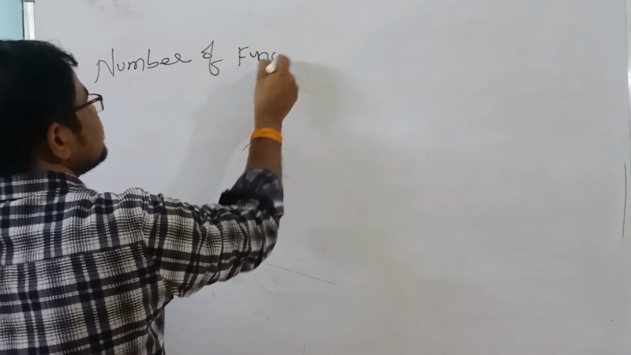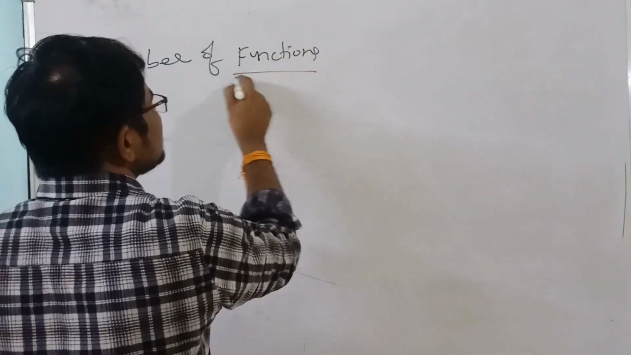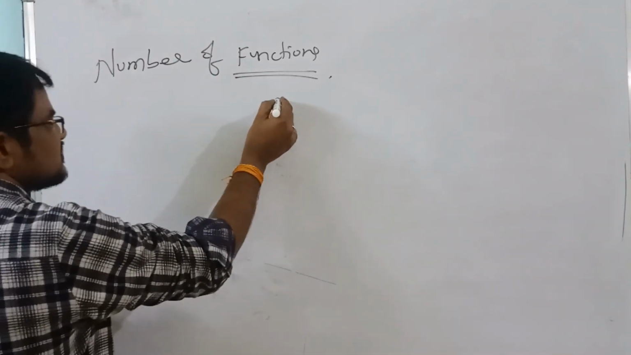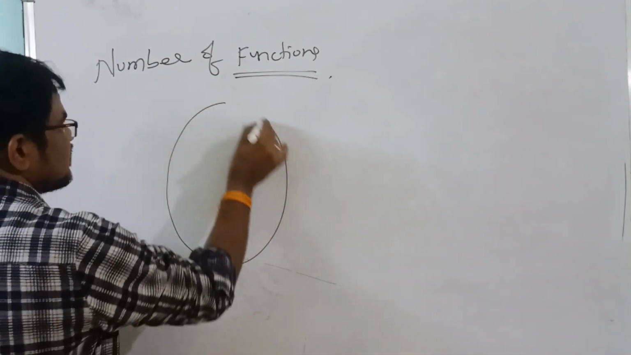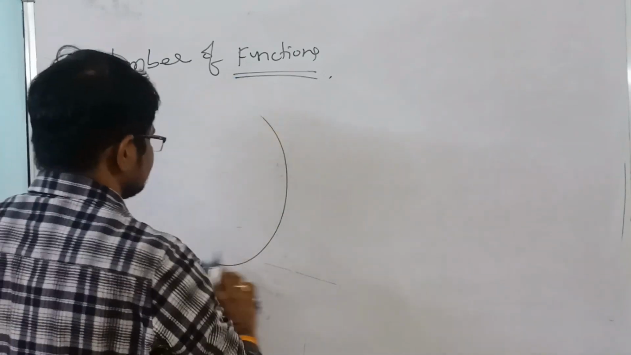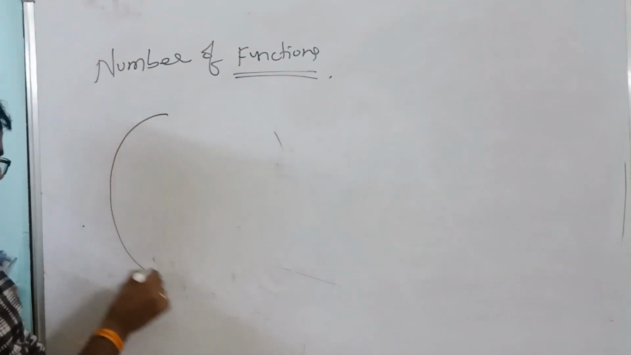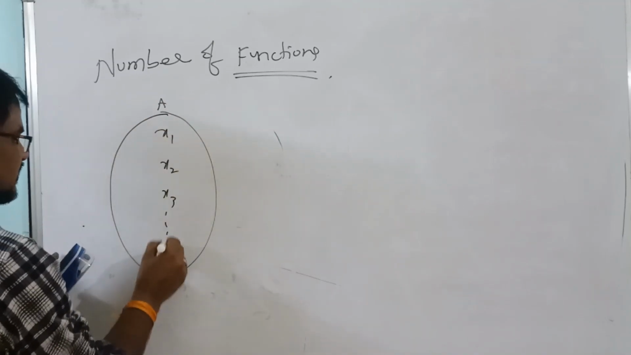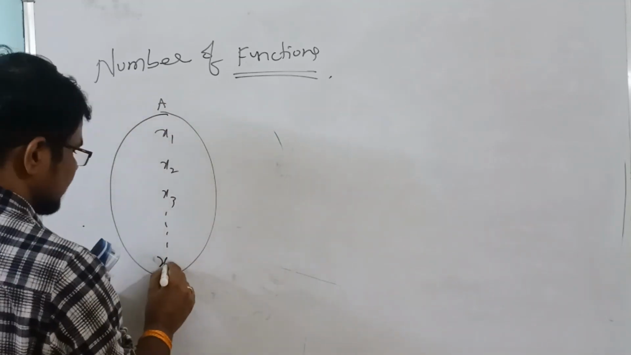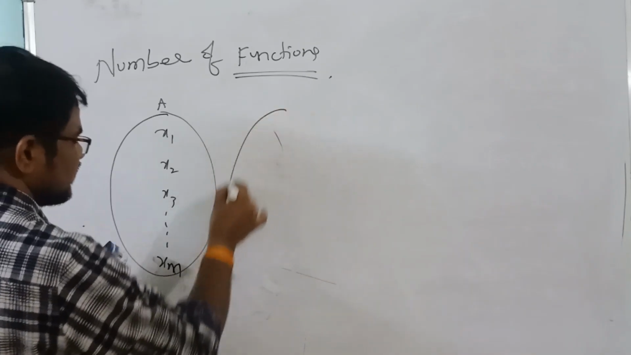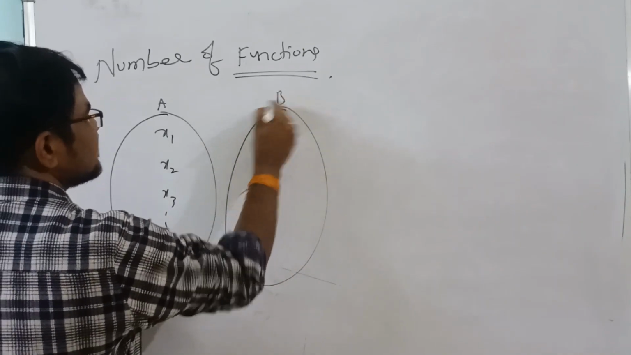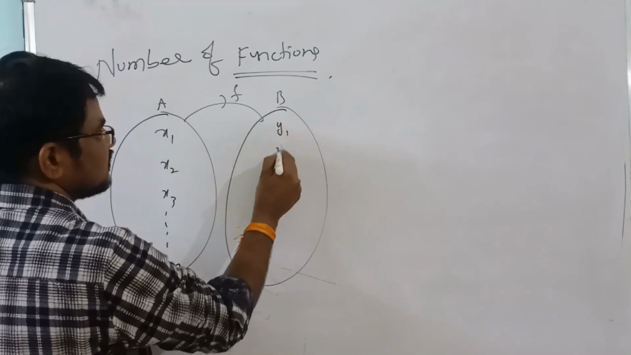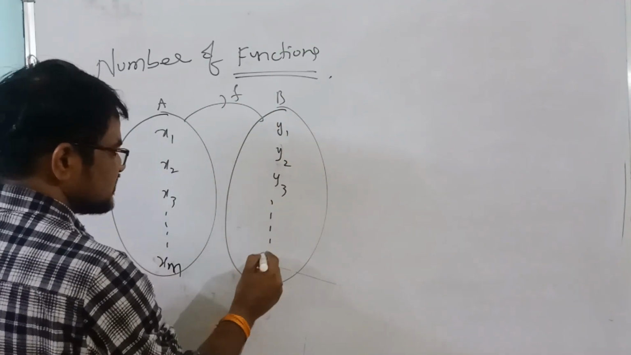Next, finding the number of functions. This is also a most important one. Suppose a set A contains m elements, x1, x2, x3, up to xm, and set B contains n elements, y1, y2, y3, up to yn.